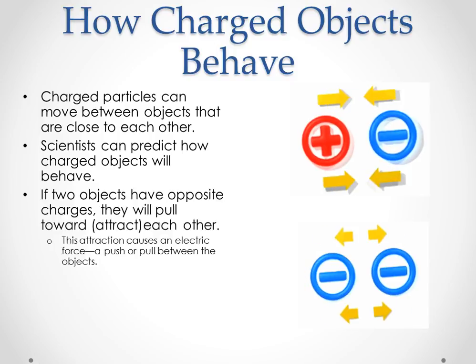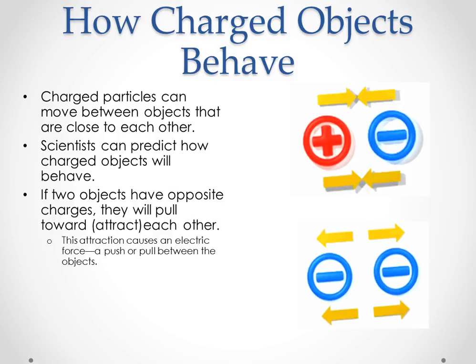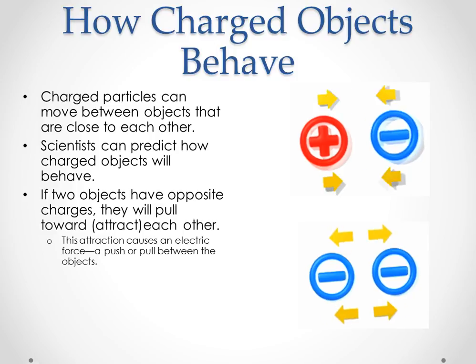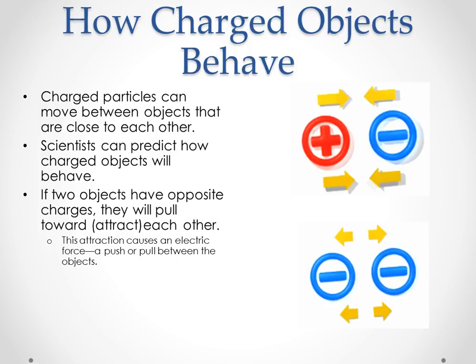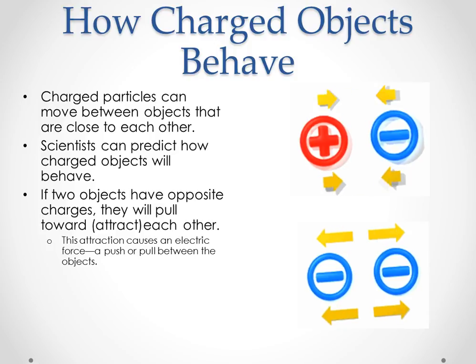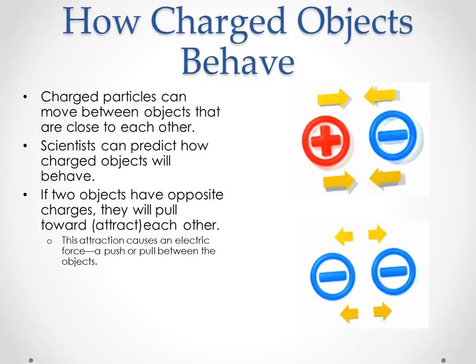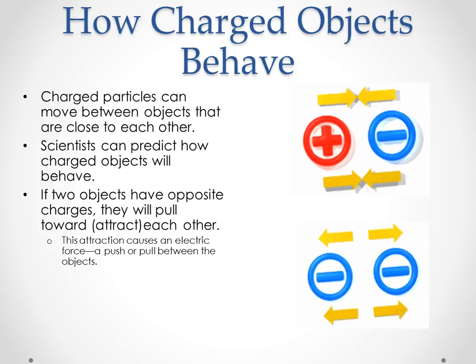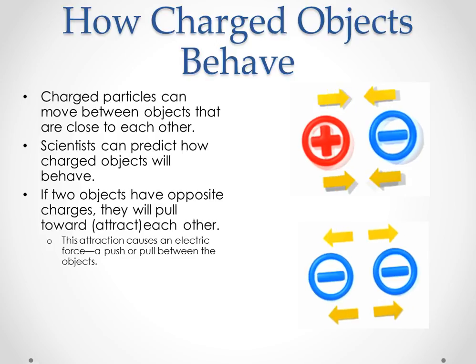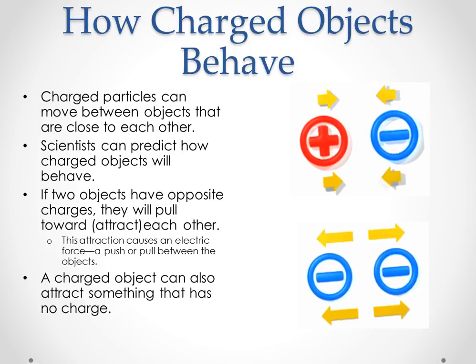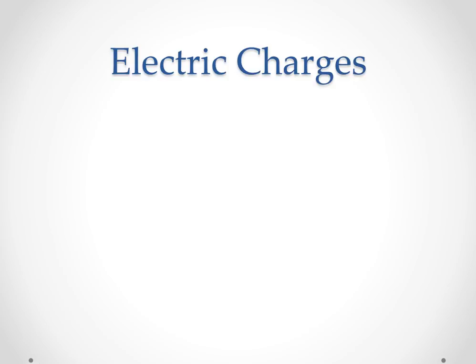Here you can see from these pictures how charged objects behave. If two objects have opposite charges, they will pull toward or attract each other. That's the top picture. Notice how there's 1 plus sign and 1 minus sign, plus standing for positive, minus standing for negative, and how the arrows are pointing towards each other. This attraction causes an electric force, which means a push or a pull between the objects. A charged object can also attract something that has no charge.